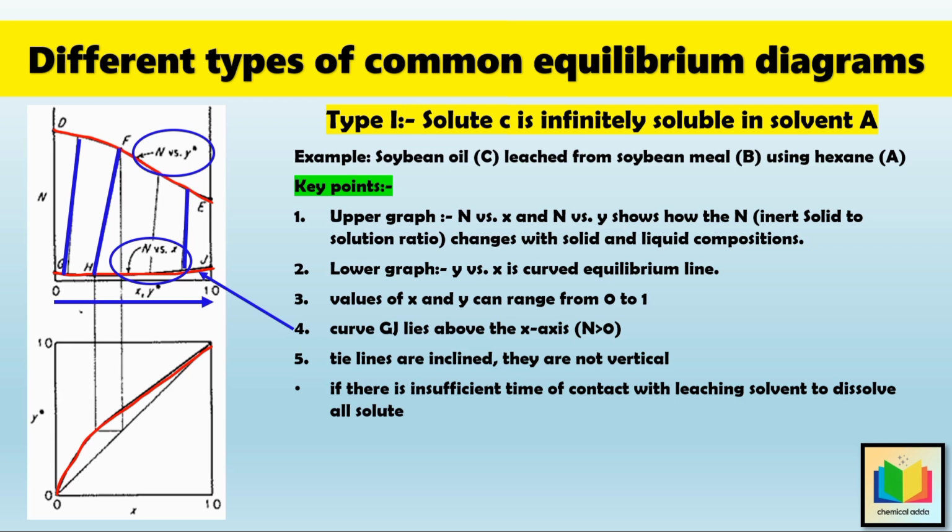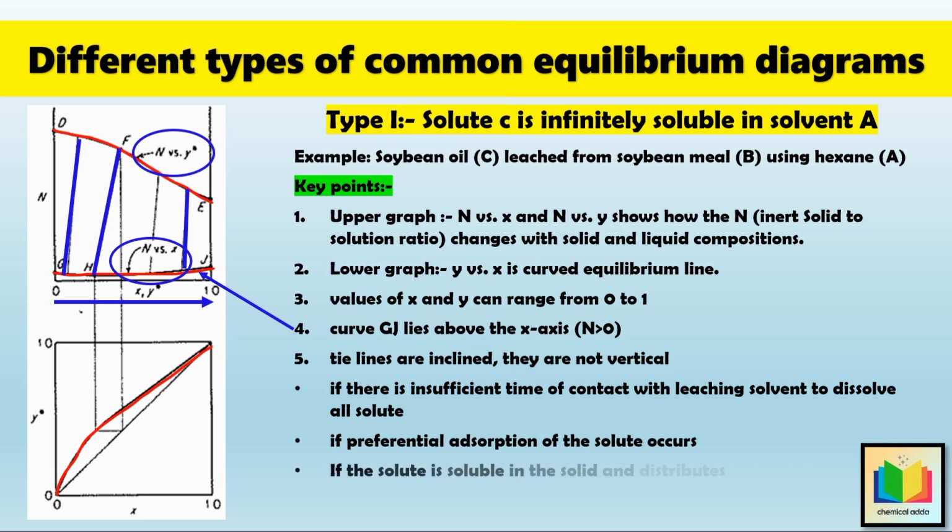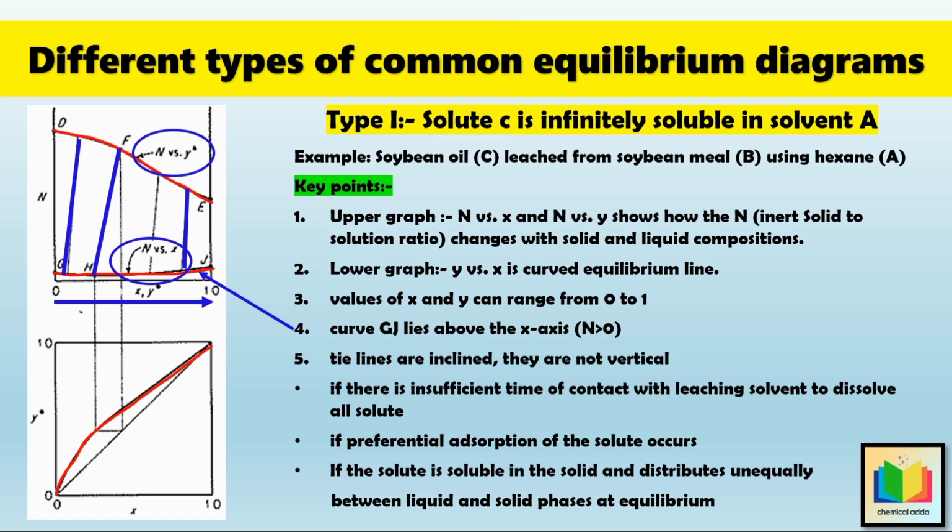The second reason may be if preferential adsorption of the solute occurs. Sometimes, the solute doesn't just dissolve in the liquid, it gets adsorbed onto the surface of the solid. This causes unequal distribution of solute, which makes the tie lines non-vertical. And the third reason may be if the solute is soluble in solid and distributes unequally between liquid and solid phases at equilibrium. Hence, if the solute is partly soluble in the solid, it will distribute itself between the solid and liquid phases at equilibrium. Which means that the solute doesn't completely leave the solid even at equilibrium, and because of that the tie lines are slanted.